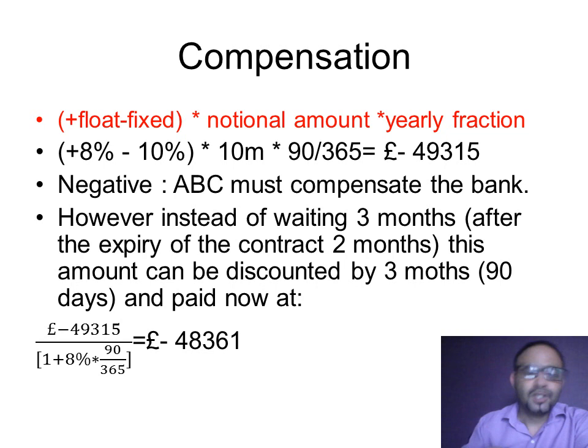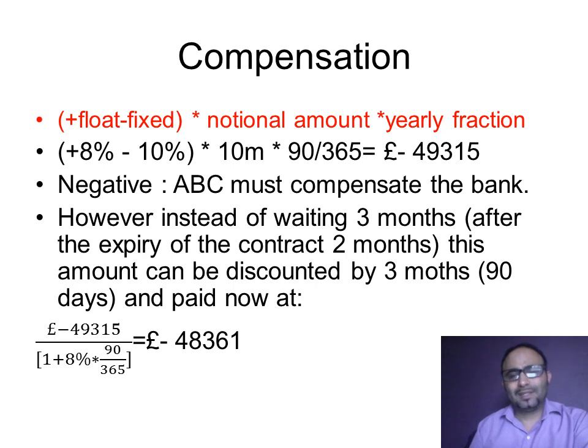A little bit of calculation here. We see that the float minus the fixed, times the notional amount, which was the 10 million, times the yearly fraction, which in this case represents 5 months minus 2, that makes it 3 months, which is 90 days over 365. That gives an amount of minus 49,315. This negative amount means simply that ABC must compensate the bank for this amount.